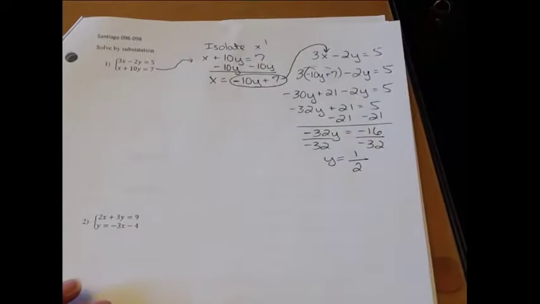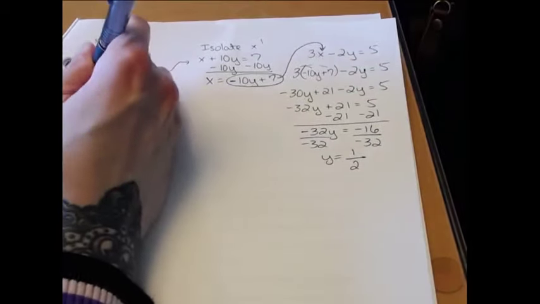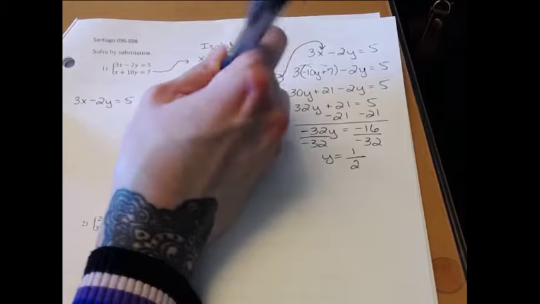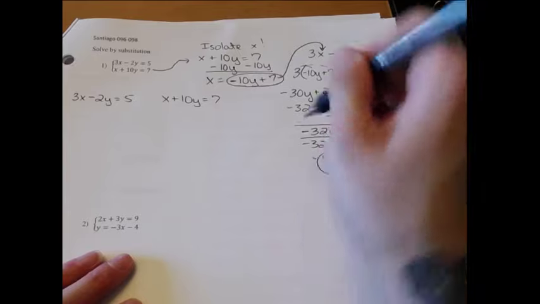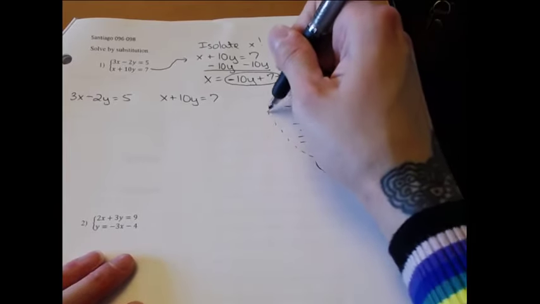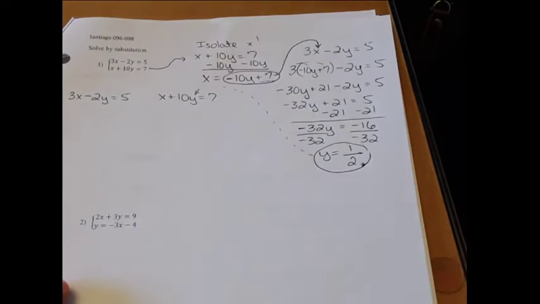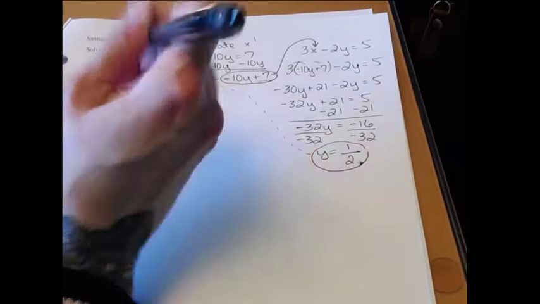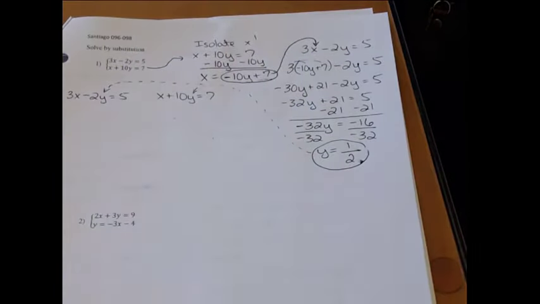So because I have so much room here, I'm actually going to plug it into both of them. So I'm going to write both equations. We have 3x minus 2y is equal to 5, and I'm going to write x plus 10y is equal to 7. So I know that y is 1/2. So we're going to take this and replace the y here, and I'm also going to replace that y as well. We're going to do both of those, just to see what happens.